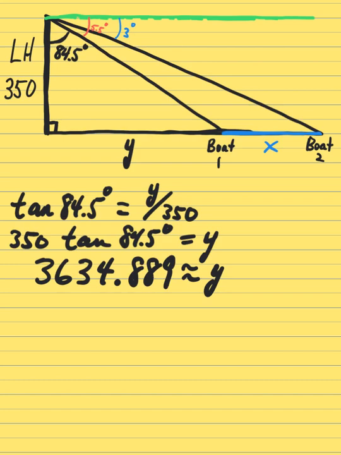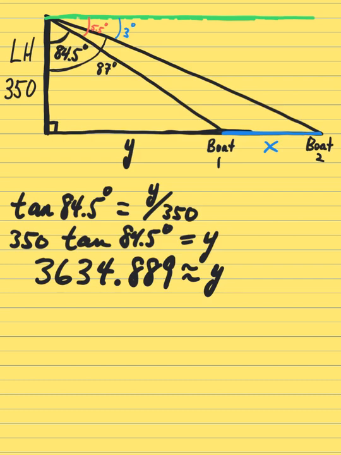Now let's go back up here. The big triangle, the one from the lighthouse all the way out to boat 2, we had an angle of depression of 3 degrees. So that would put this angle at 87, because remember they have to total 90 for a right angle. So that would mean that one needs to be 87.